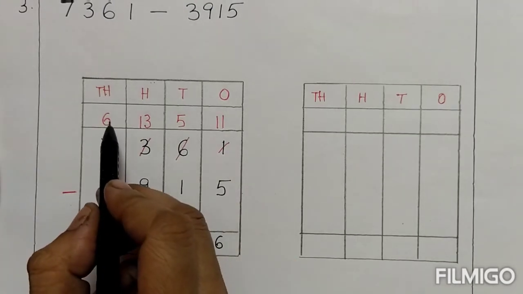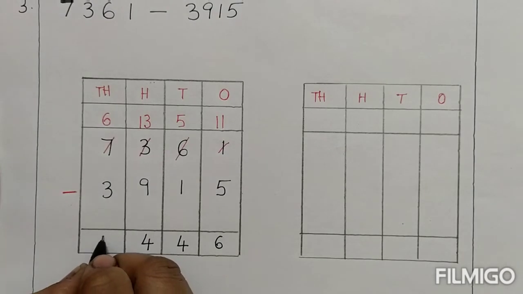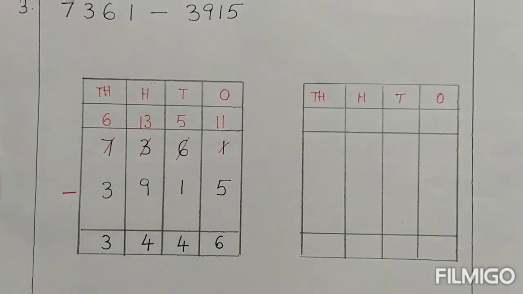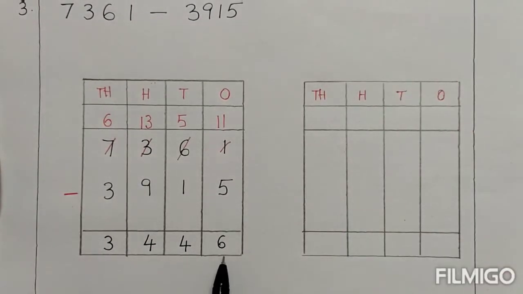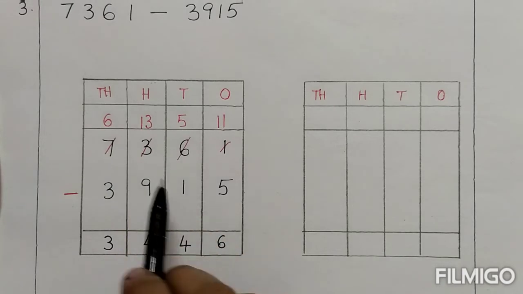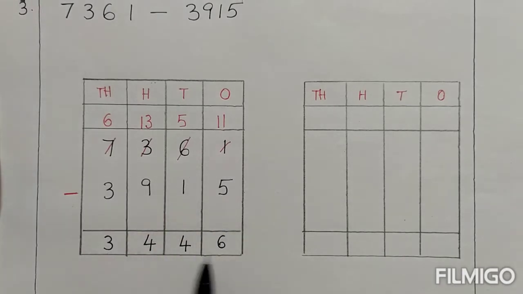And here now we have 6 minus 3 in thousands column. 6 minus 3 is 3. And now this is the difference of these two numbers. Here this is number 1, this is number 2, and this is the difference.